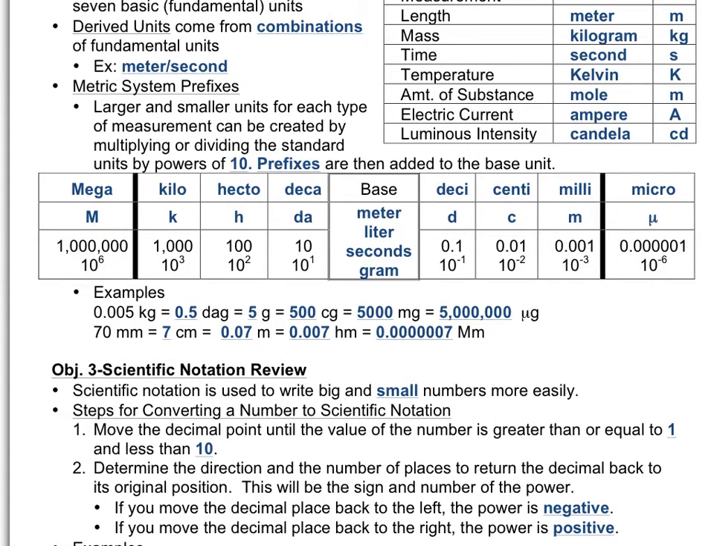Okay? So let's go ahead and try this. We've got kilograms for our first example. So we start at K, kilo, and you have 0.005. So we've got to go to deca.